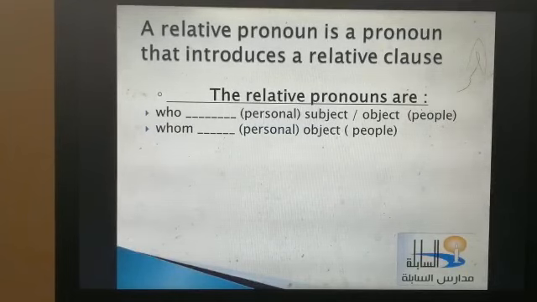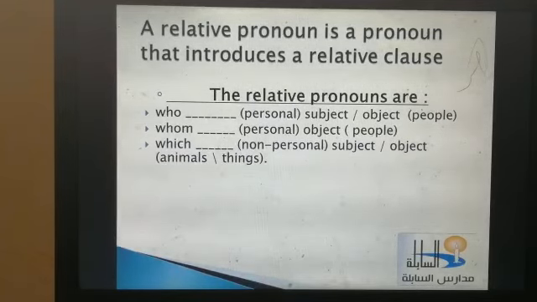Now let's see whom. Whom, personal object. This means that it comes in the place of a personal object. So the difference between who and whom: who comes as a subject and object, and whom comes as an object. Which, non-personal subject or object. So here, which is different from who and whom because it comes after a non-personal subject or object, for animals or things.